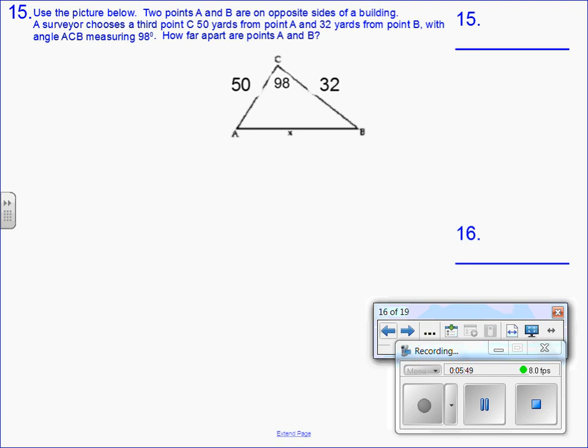Law of cosines. Law of cosines. That big, huge formula right here. So right now it looks like the angle we'll be working with is large C, so we can use this first version of the formula.